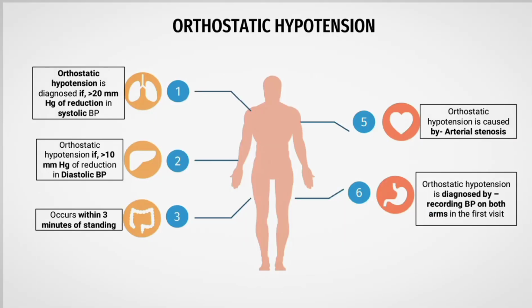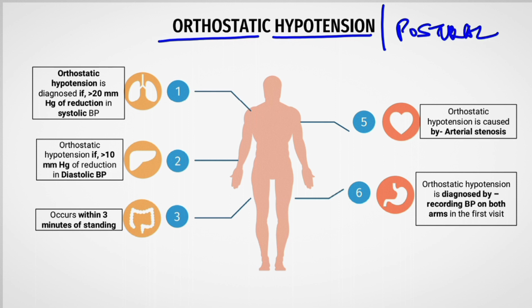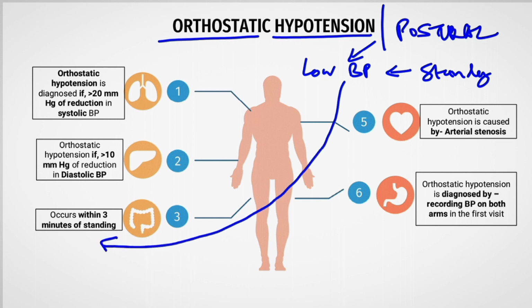Now let's discuss one of the phenomena known as orthostatic hypotension. This is also called postural hypotension. Orthostatic hypotension or postural hypotension is a form of low blood pressure that happens when a person stands from a sitting or lying down posture, and this reduction is recorded within 3 minutes of standing. Orthostatic hypotension is diagnosed when the reduction in BP is more than 20 mmHg in systolic BP, or more than 10 mmHg in diastolic BP.